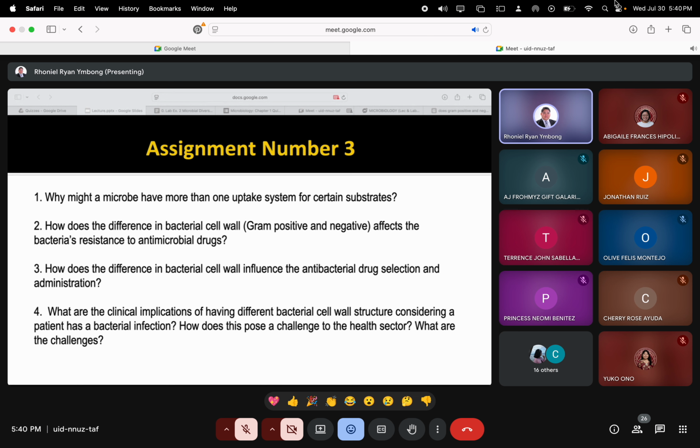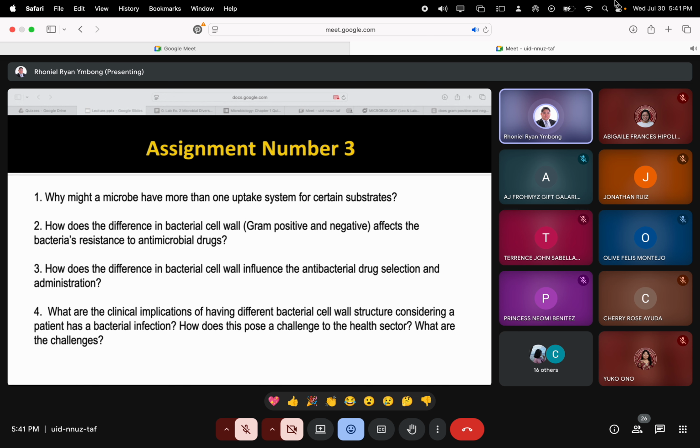And number 4: what are the clinical implications of having different bacterial cell wall structures, considering a patient has a bacterial infection? And how does this pose challenges to our health sector? And what are these challenges?